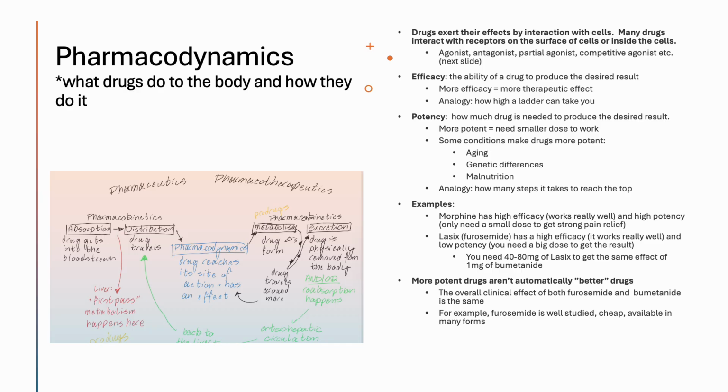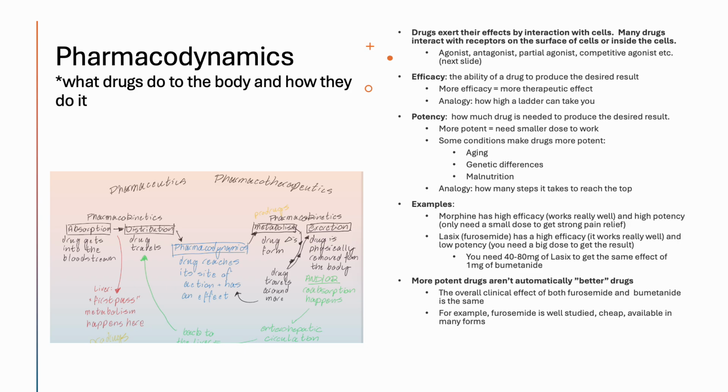So more definitions. Efficacy and potency, easy to get mixed up, but they're different things. Efficacy is the ability of the drug to produce the desired result. So the analogy is, how high can a ladder take you? Basically, how good a drug works. So morphine is very efficacious, works really well to get rid of pain, more so than, let's say, a Tylenol. Morphine is more efficacious to get rid of pain than Tylenol is. So in this analogy, it's how much pain relief you can get, how high up the ladder you can go. Potency is something different.